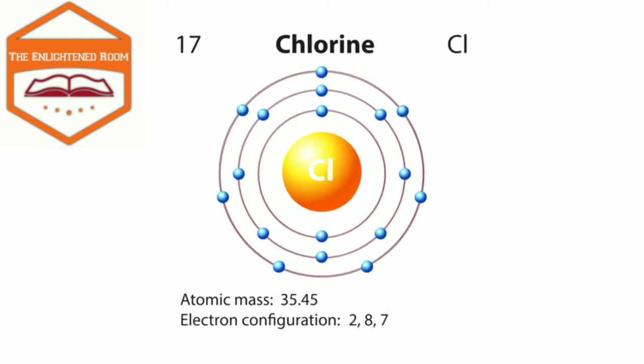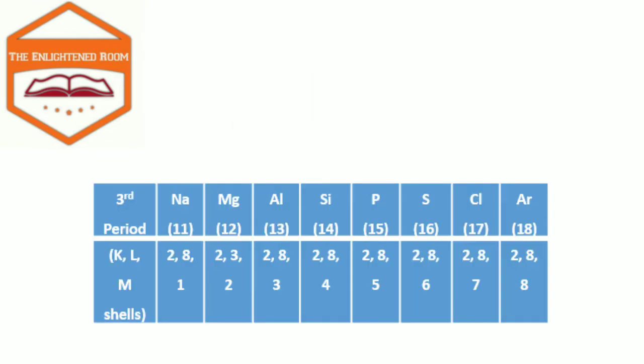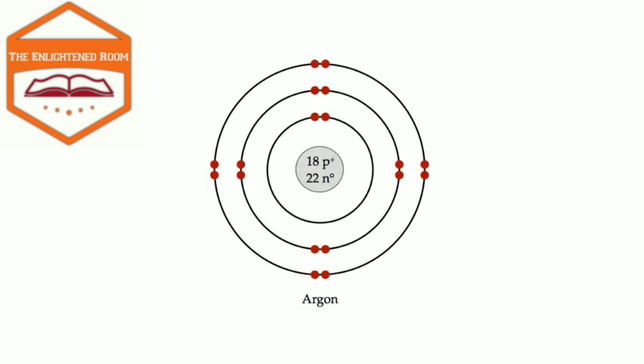The next element, chlorine, is even more reactive than sulfur since it needs only 1 more electron to complete its octet. Thus the reactivity of phosphorus, sulfur and chlorine increases in this order. Also, argon has 8 valence electrons. Therefore, its octet is already complete and hence it is the most unreactive element of the third period.